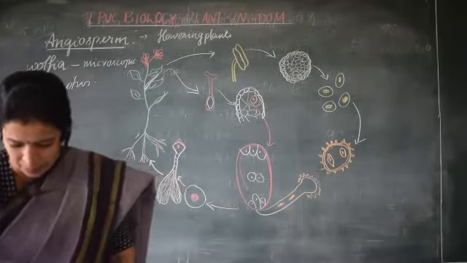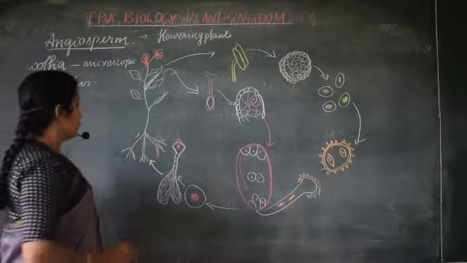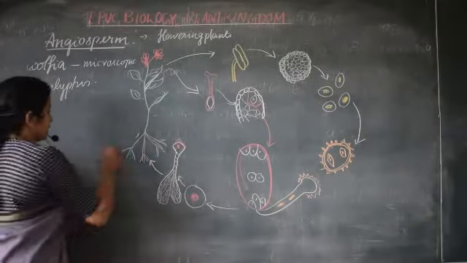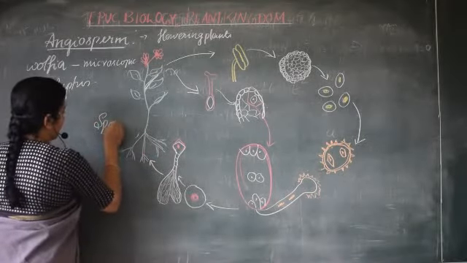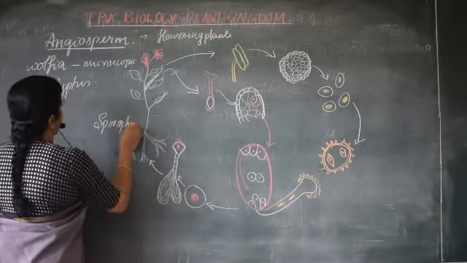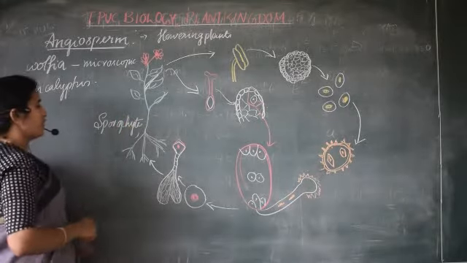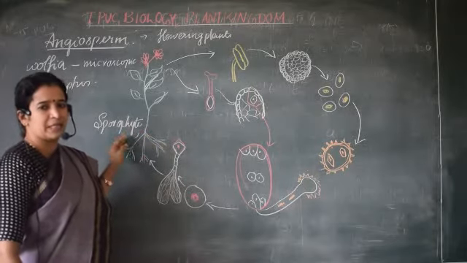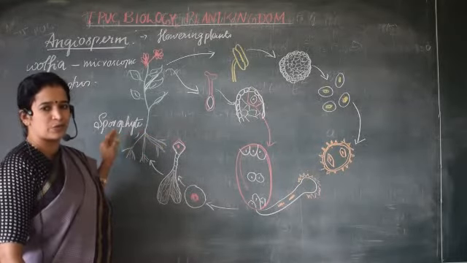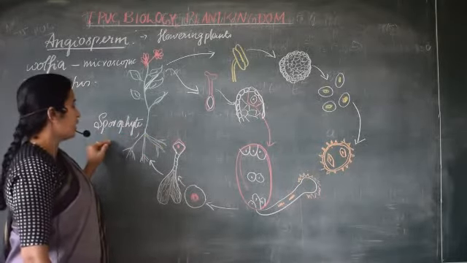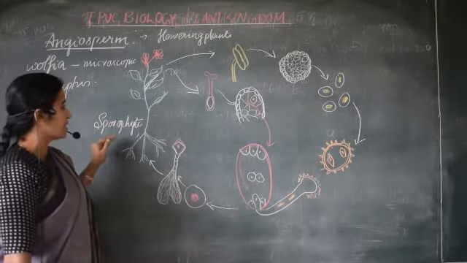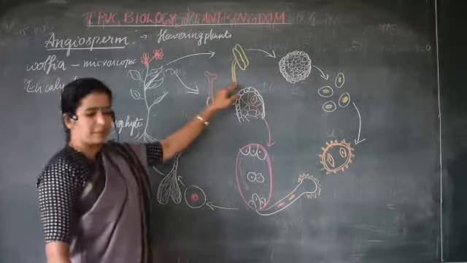Let us talk about their structure in detail. Now this is a typical flowering plant. If you talk about the life cycle of an angiosperm, the dominant phase is the sporophyte. The major part of the plant life cycle includes the sporophytic stage. So the plant represents the sporophytic stage, which consists of male and female reproductive units.